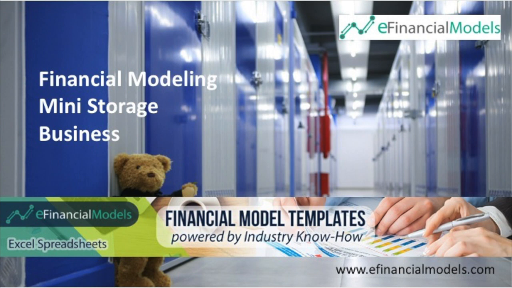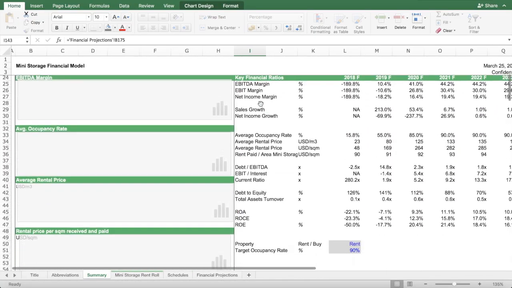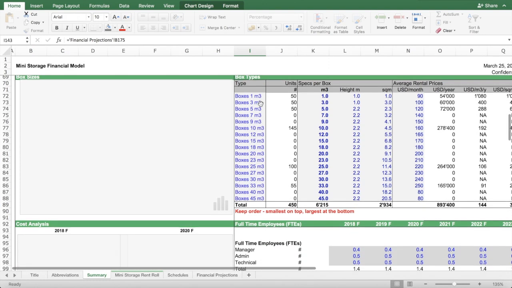Welcome to this walkthrough of the mini storage financial model from efinancialmodels.com. This is a financial model template for a mini storage business.